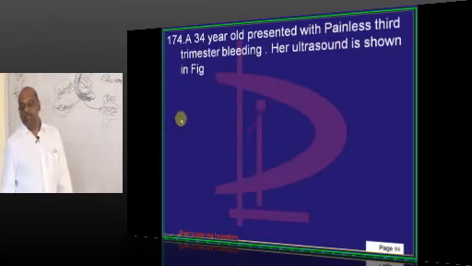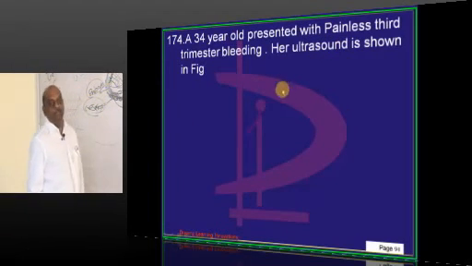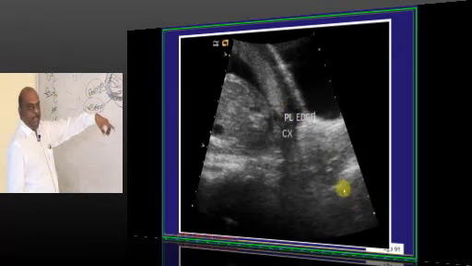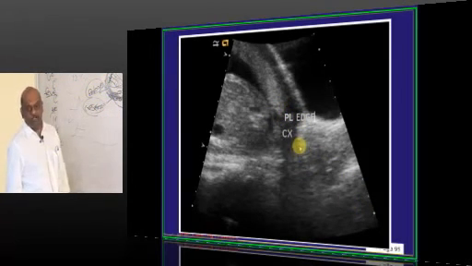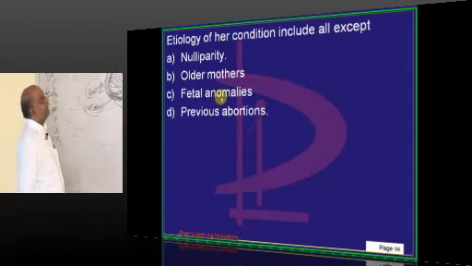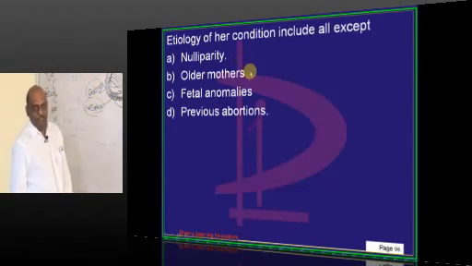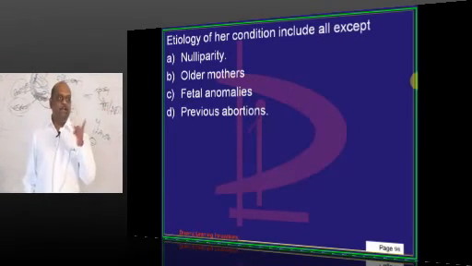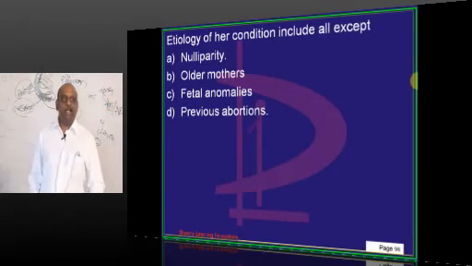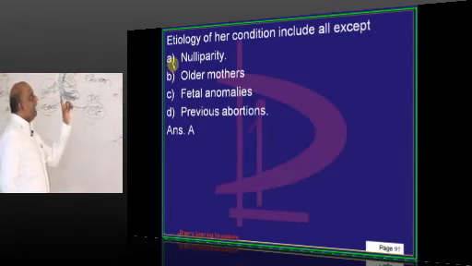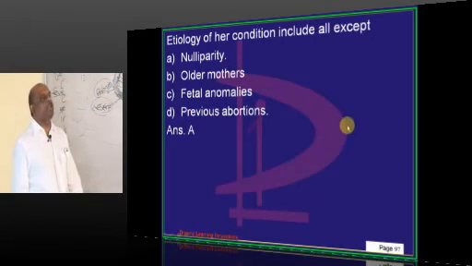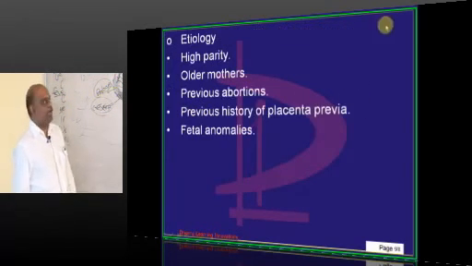Then a 34-year-old with painless third trimester bleeding. Her ultrasound is being shown. The placenta is abnormally implanted upon the cervical os. And what is the etiology of placenta previa? One more thing, without which there is no question paper: definitely on abruptio or placenta previa or vasa previa, a question will definitely come. So multiparity is a risk factor, not nulliparity. Older mothers, fetal anomalies, previous abortions, they are all the risk factors for placenta previa.